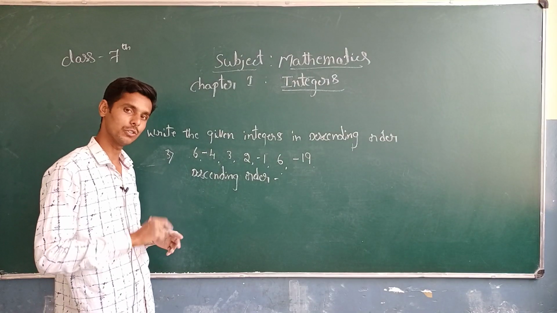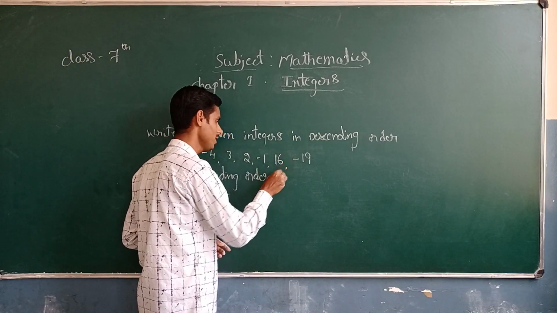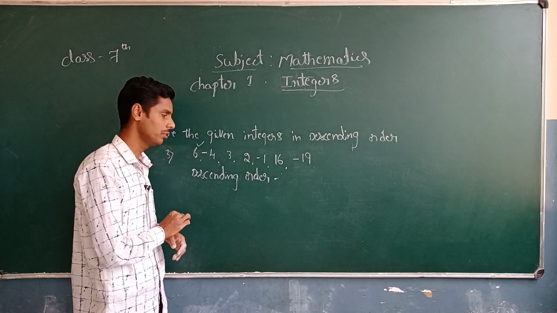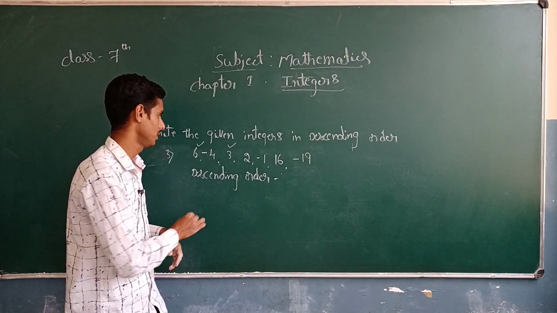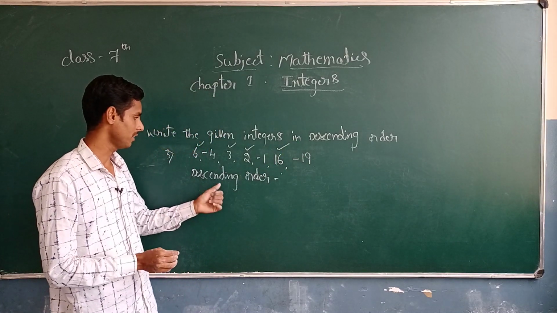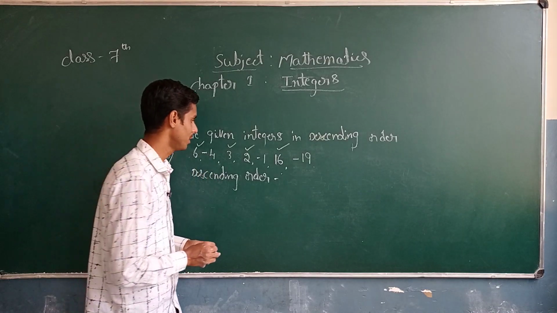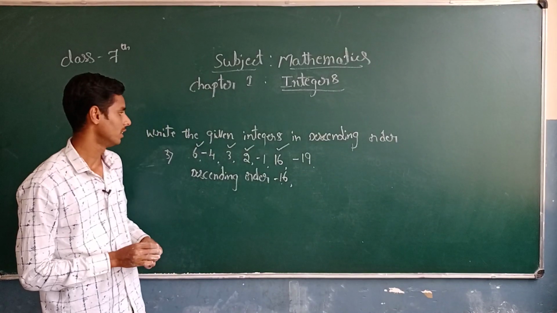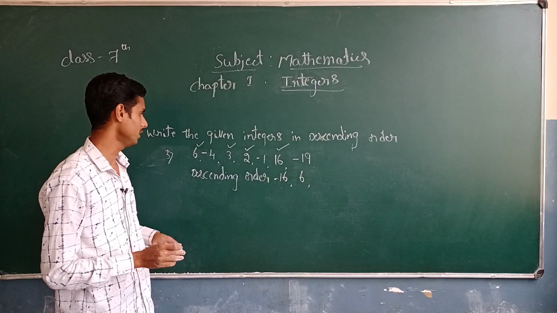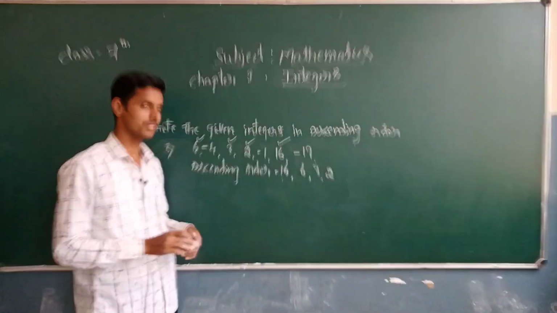Among the positive values, I will make this as 16, okay? 6 is repeated 2 times. This is a positive value, this is also a positive value, this is also a positive value. Since we are writing descending order, first we write the positive values. Among those positive values, which is the bigger one? 16. After that, 6 will come. After that, 3 will come. After that, 2. Now positive integers are over.